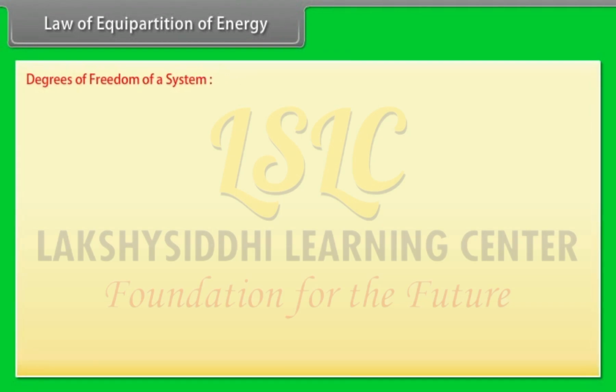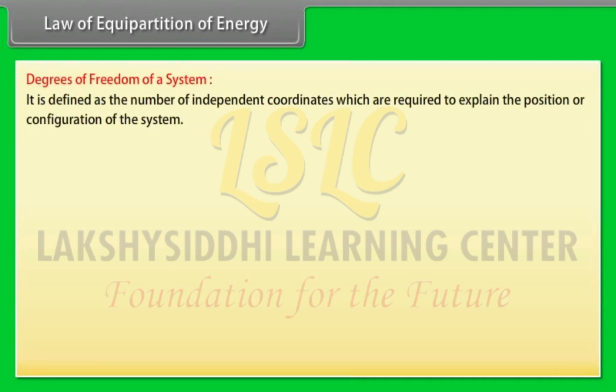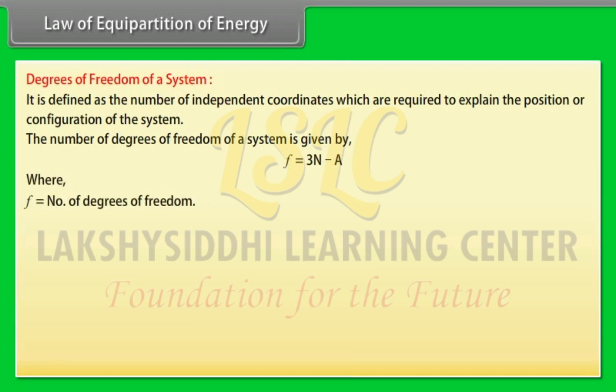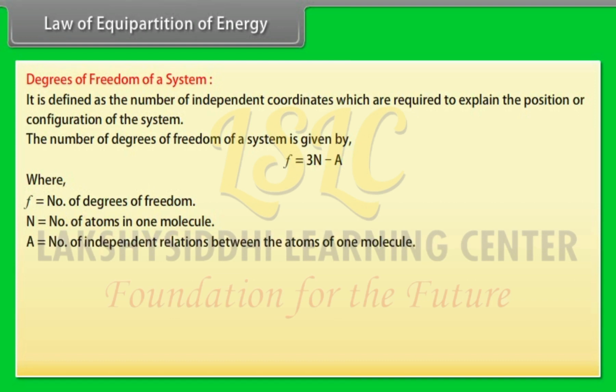Degree of freedom of a system. It is defined as the number of independent coordinates which are required to explain the position or configuration of the system. The number of degrees of freedom of a system is given by f is equal to 3N minus A, where f is equal to number of degrees of freedom, N is equal to number of atoms in one molecule, A is equal to number of independent relations between the atoms of one molecule.